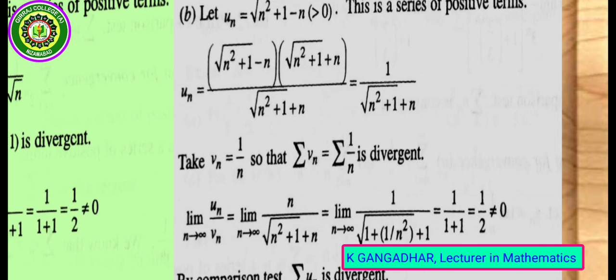In the second problem also, same model. Here Un, we rationalize the numerator, then we get 1 by root n square plus 1 plus n. Here n is common in the denominator, so 1 by n into something. So we choose Vn equal to 1 by n, and it is divergent by p-test. Next we find Un by Vn limit value. That value we get 1 by 2, not equal to 0, and sigma Vn is divergent. By comparison test we say that sigma Un is also divergent.